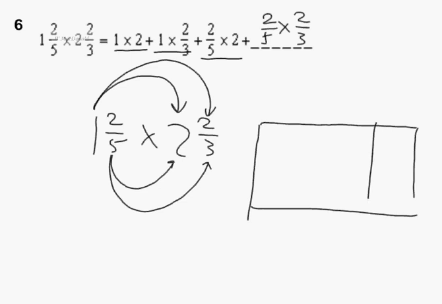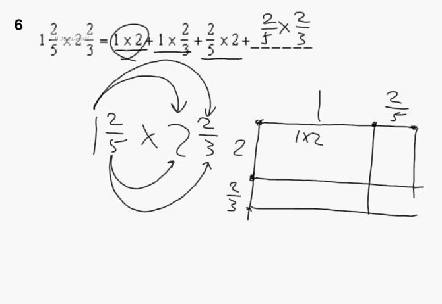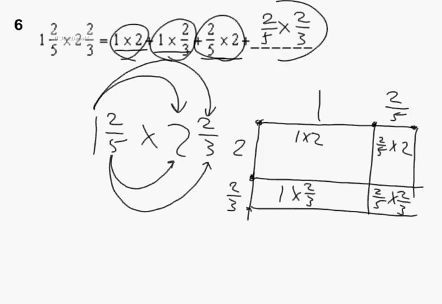So if I was to make this into an area model, this could be 1. From here to here is 1. From here to here is 2/5. From here to here would be represented by the number 2. And from here to here would be the number 2/3. So inside here I'd have 1 times 2, which is right here. Inside here I would have 1 times 2/3, which is represented right here. Inside here, I'd have 2/5 multiplied by 2, which is represented right here. And the last one, I would have 2/5 multiplied by 2/3, represented right here.